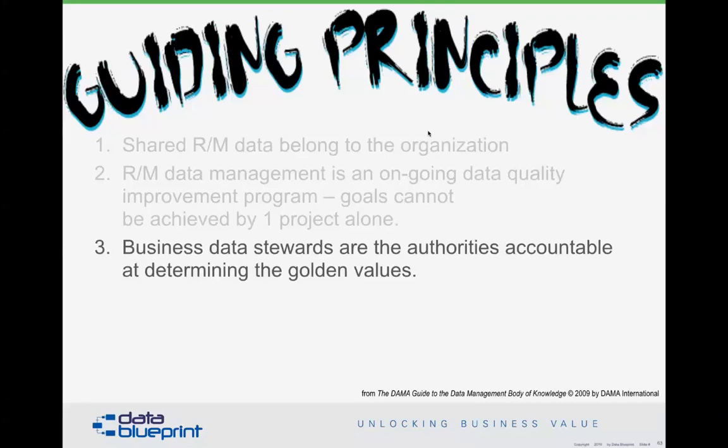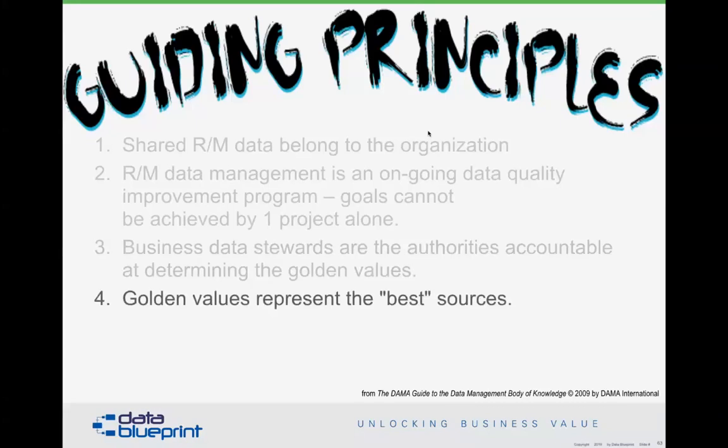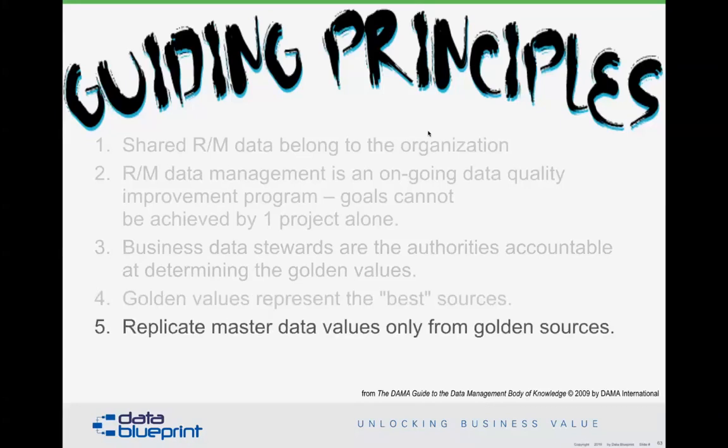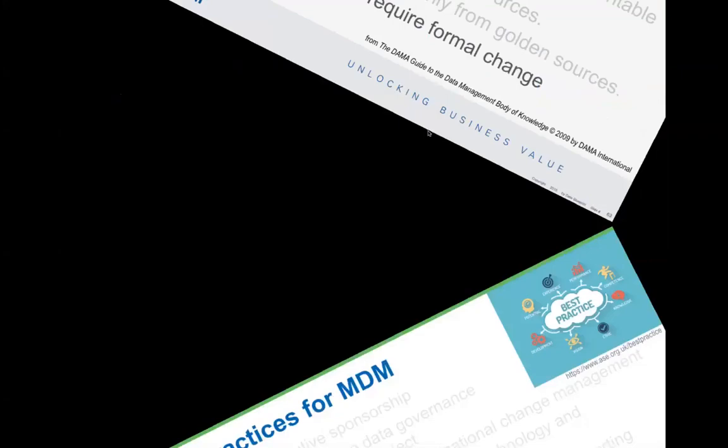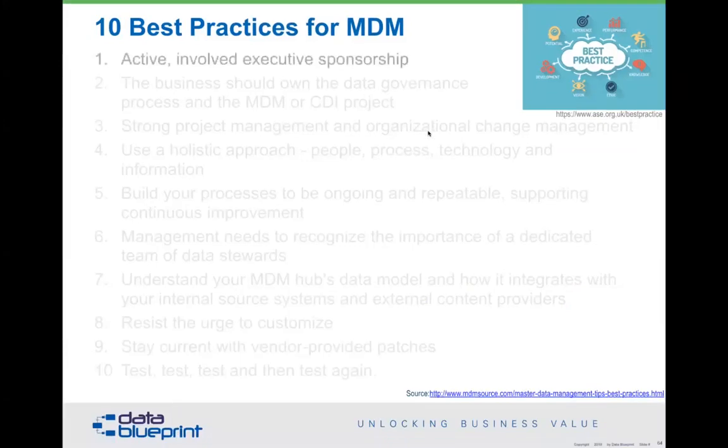The people portion of the process are the business data stewards, who are accountable for making sure that these are going to work in the correct area. That those golden values do represent the best source. You don't want people to use it just because you tell them to use it. You want them to use it because it represents the best value for the organization moving forward. And only replicate data out of those existing master sources when you're doing this, because of that change management process.